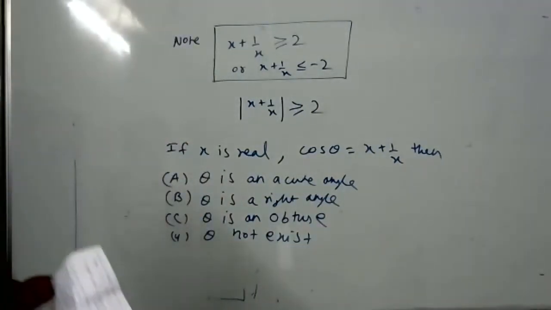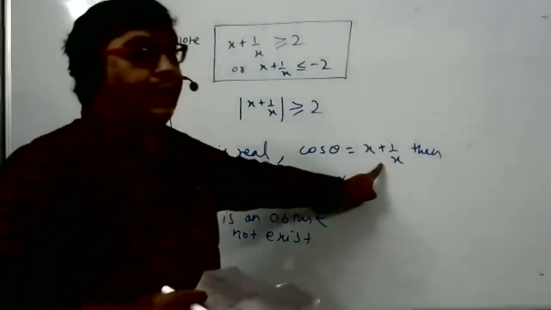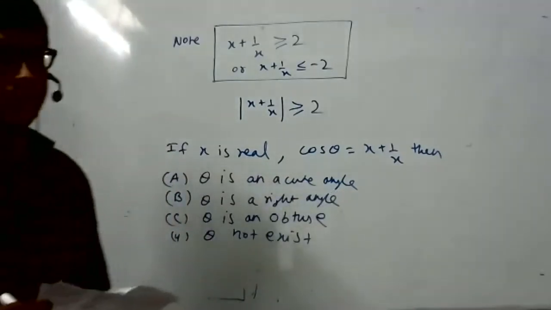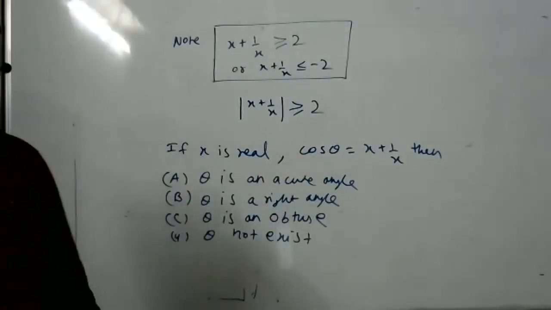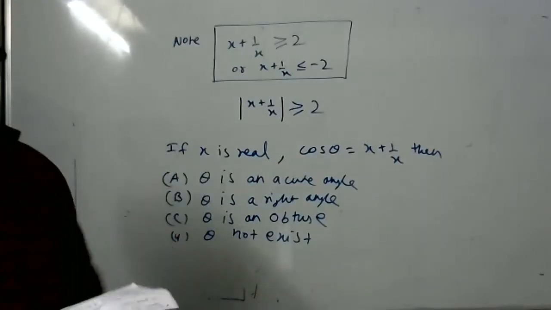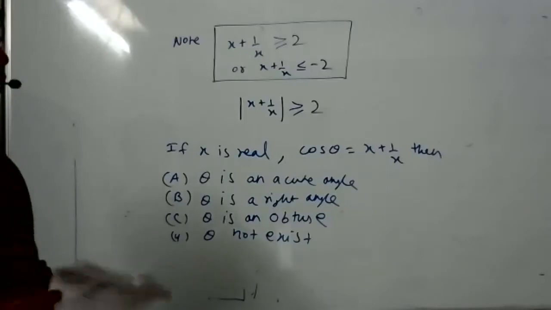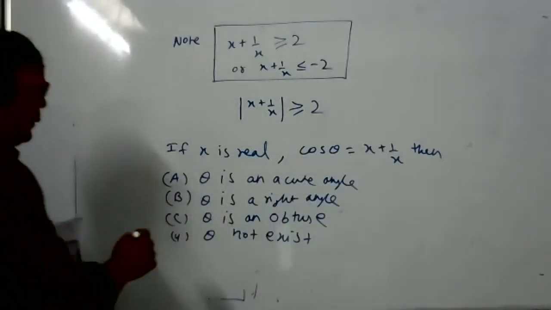Because the range of cos theta is from minus 1 to 1. The right hand side is more than or equal to 2 or less than or equal to minus 2. But whatever theta you put, cos theta will take the value from minus 1 to 1. So the left hand side will never be equal to the right hand side. So that's why theta doesn't exist. There is no theta for which cos theta is equal to x plus 1 by x. D is the correct option.